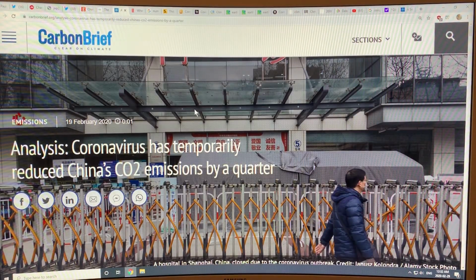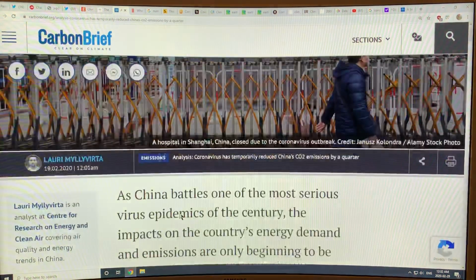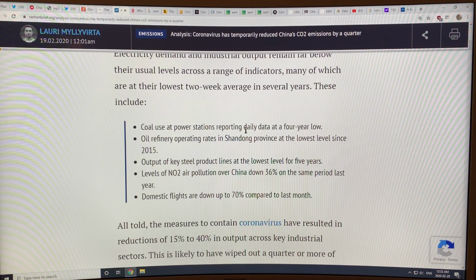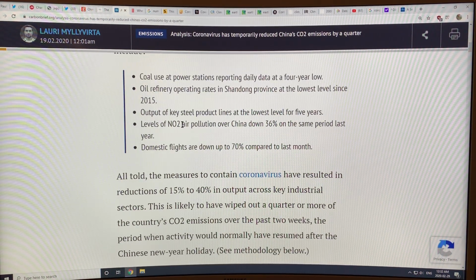Now, this is a key article to look at the climate connection of coronavirus. It's temporarily reduced China's CO2 emissions by a quarter. I recommend that you Google this and have a look at this article in Carbon Brief. So let's have a look at what's happening. You can look at the electricity demand and industrial output. They're far below their usual levels. Coal use at power stations is at 4-year lows. Oil refineries are way down. Output of key steel is way down. Levels of NO2, nitrogen dioxide, air pollution over China are down 36% over the same period last year.